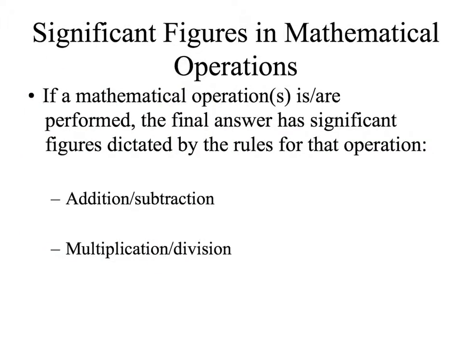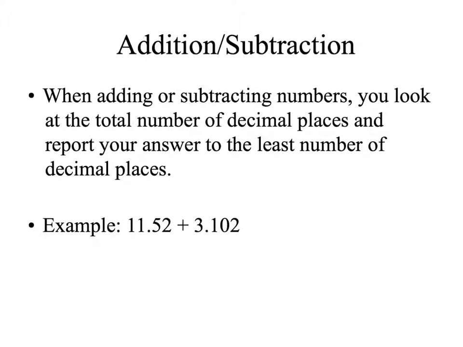So significant figures in mathematical operations: if a mathematical operation is performed, then the final answer has significant figures that are dictated by rules for that operation. And we can look for rules for addition and subtraction, and we can identify rules for multiplication and division. With addition and subtraction, when you're adding or subtracting numbers, you're going to look at the total number of decimal places and report your answer to the least number of decimal places present.